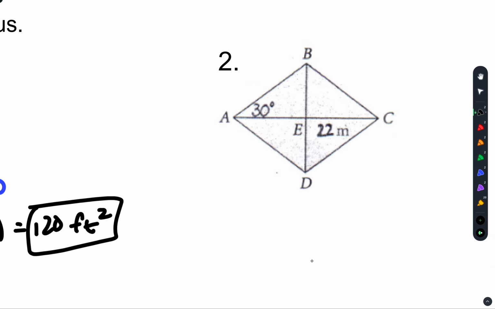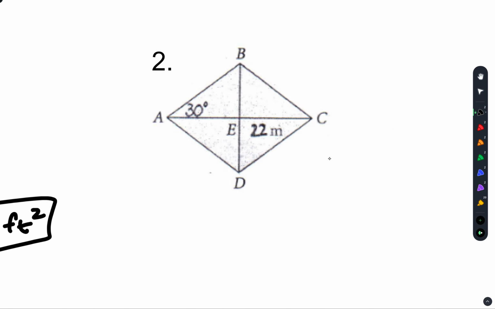And number 2, I look again. Look at that, I see a 30-degree angle. That's probably a sign I'm going to use my 30, 60, 90 triangles. So let's fill in what I can. If that's 22, I know that this is 22. I don't know what these guys are yet, but I know that they're going to be congruent.